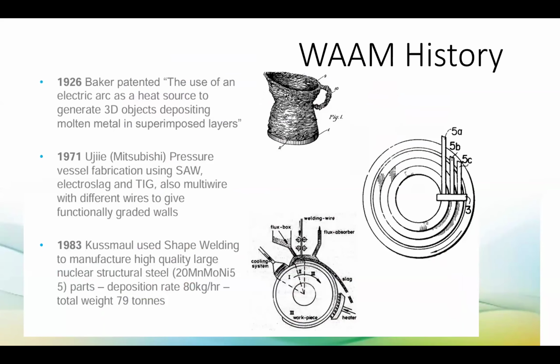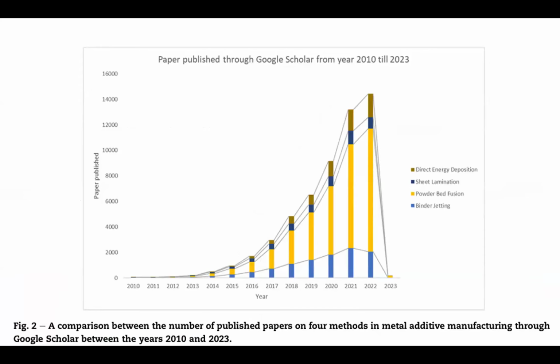Actually, the history of WAM begins in 1926. There is a patent in 1926. In 1971 and '83, some initiatives were reported. But from this image, you can see there is an exponential growth in the number of papers published in this additive manufacturing area from 2010. I got this particular image from a journal publication.